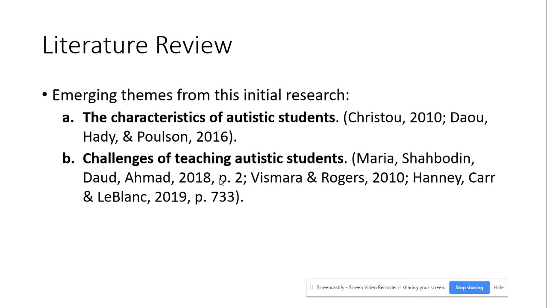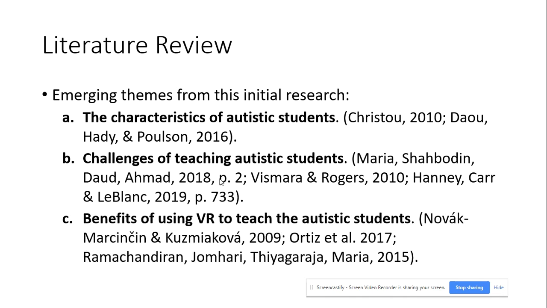The second theme that emerged from this initial literature review is the challenges of teaching autistic students. Because of their learning disabilities, autistic students present unique challenges to teachers. These challenges include communication deficits, lack of social skills, in some cases, cognitive processing delays for the children with ASD. And in other cases, you may see children with severe ASD have some physical or motor skill challenges.